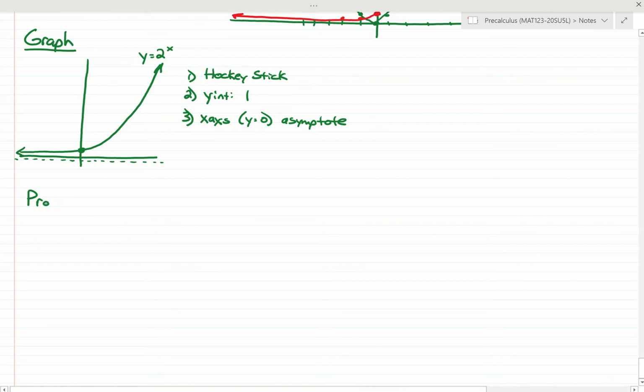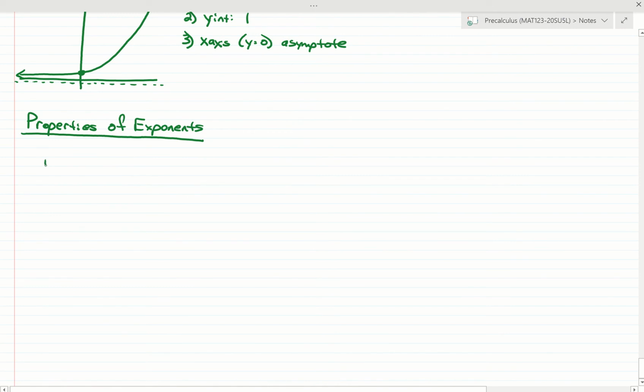Let's just quickly go over our properties of exponents. One of the properties is the 0 power. Anything to the 0 power is 1. That's why our y-intercept is 1. We also have the reciprocal property. It says if we have a negative power, we're going to write 1 over x to the m. That's why 2 to the negative second is 1 over 2 squared, or 1/4.